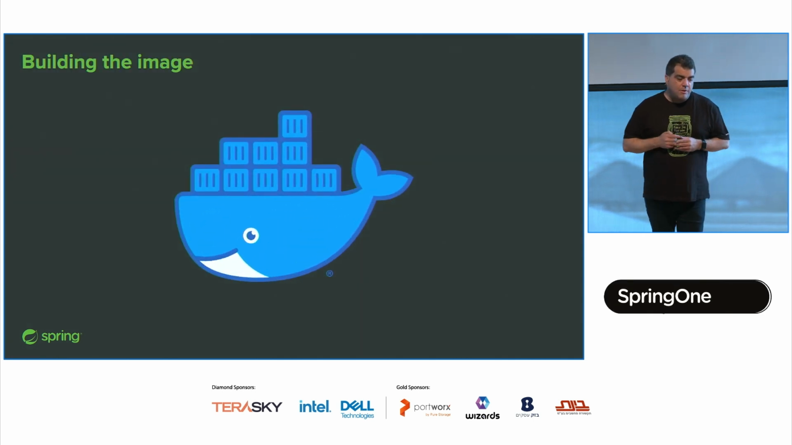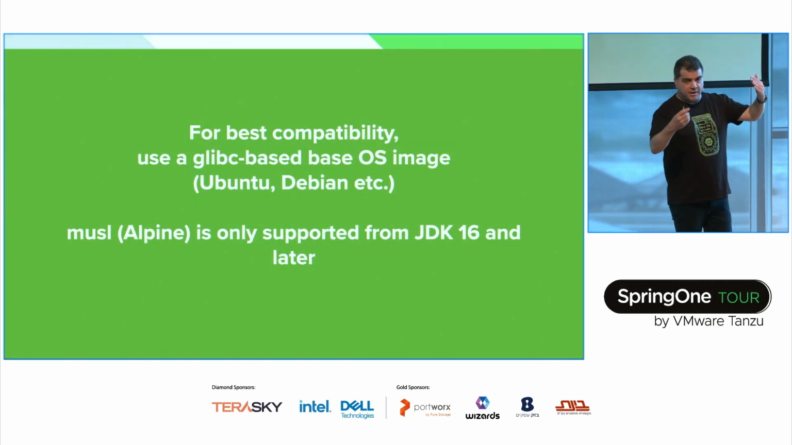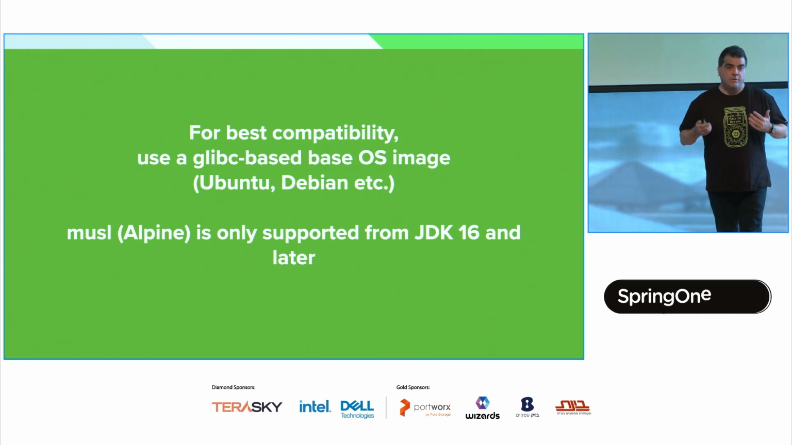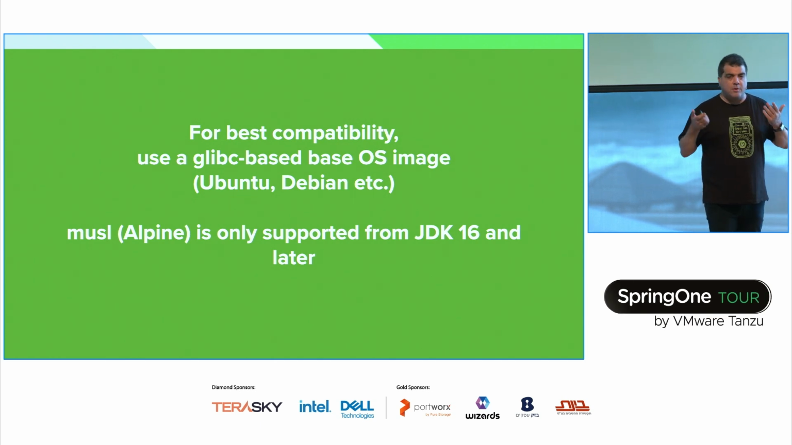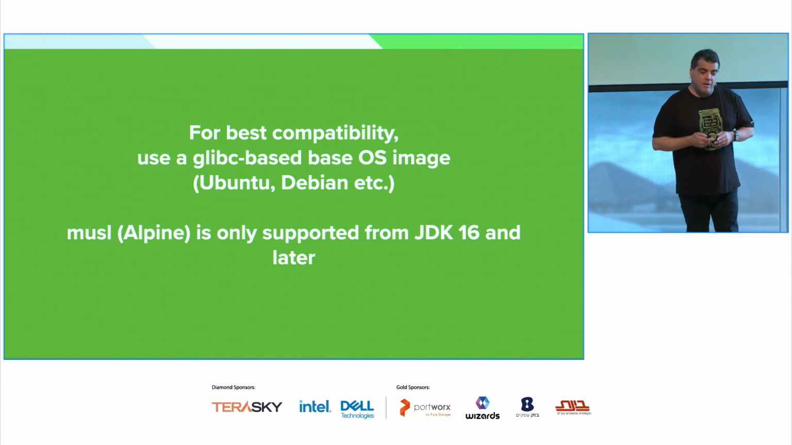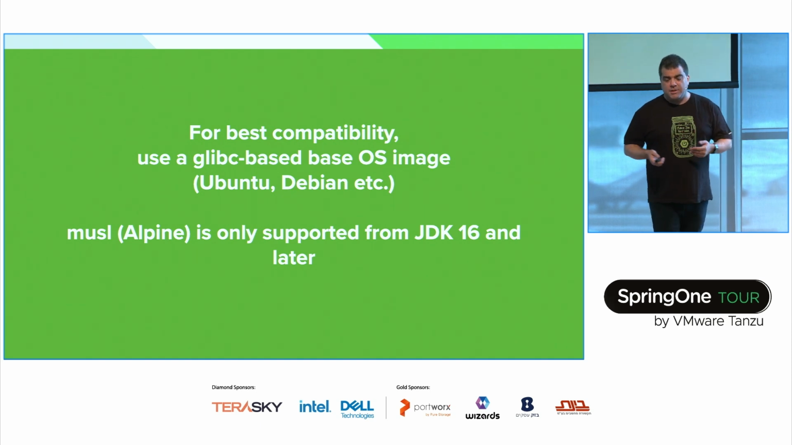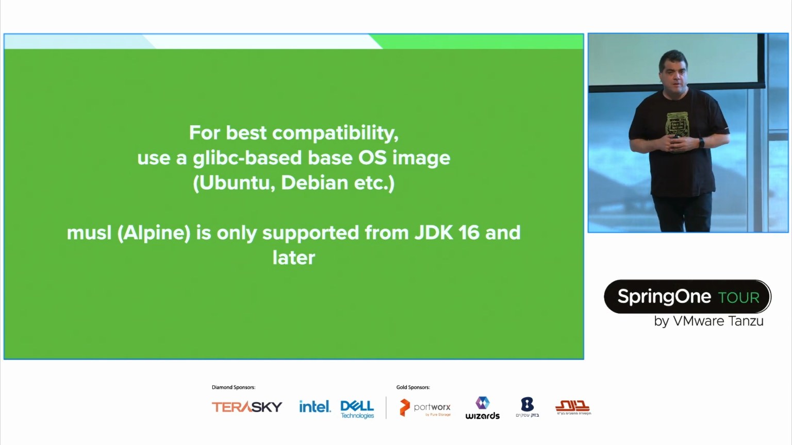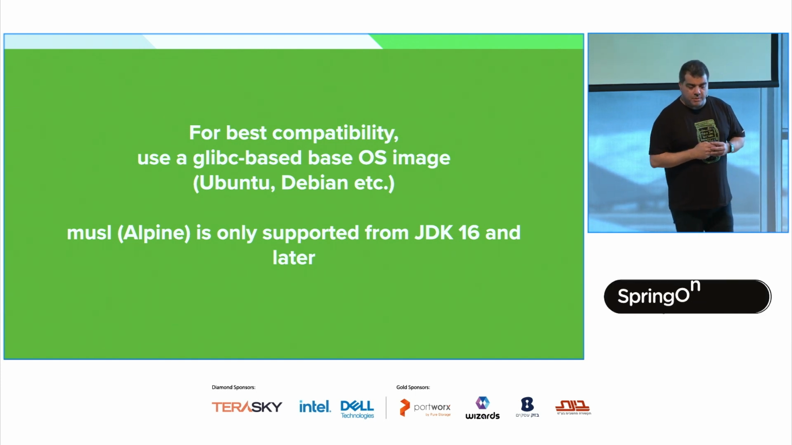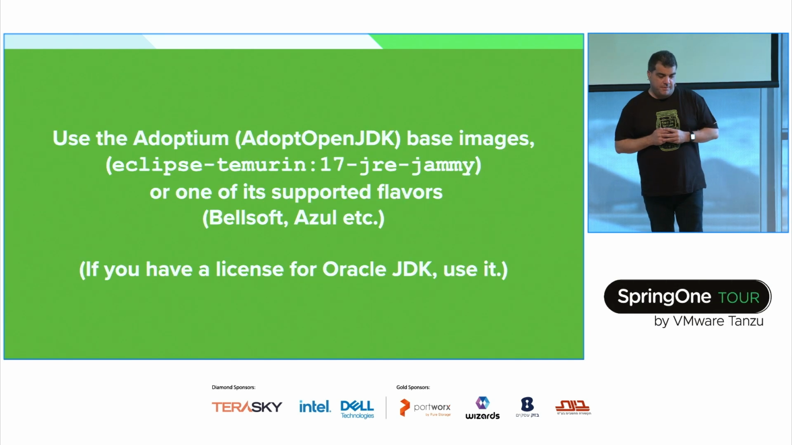With regards to building the image itself, some TLDR, just very basic stuff, and then we'll drill down even deeper. It is still recommended to use Ubuntu or Debian or PhotonOS or Red Hat Enterprise Linux, whatever it may be, that uses the glibc library. Only since JDK 16 and later do we support the musl library, which is much more lightweight. Things like Alpine use that. So I would say it's still early days for that, but definitely something to keep in mind for the future. For the time being, stick to glibc.